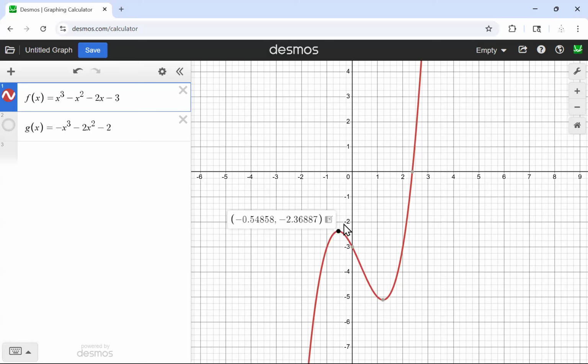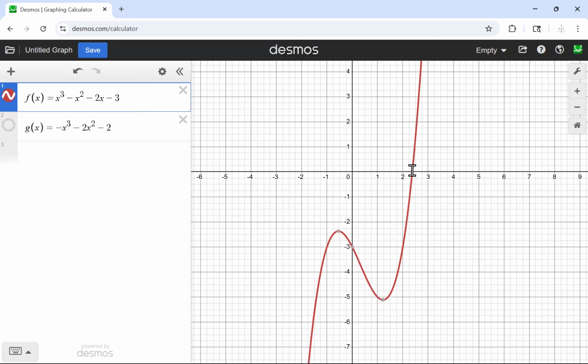One at the top here where we change from increasing to decreasing, and then one down here where we change from decreasing to increasing. So we have two turning points, and that makes sense because this is a function of degree 3, so we can have at most two turning points. Obviously, in this case, we have one y-intercept. There it is at 0, negative 3.